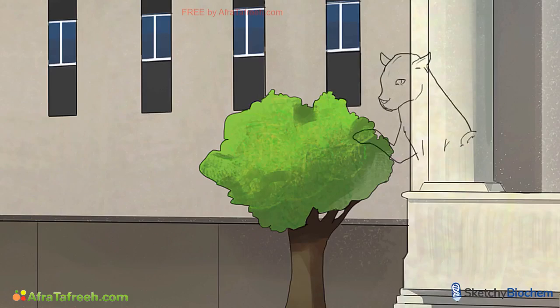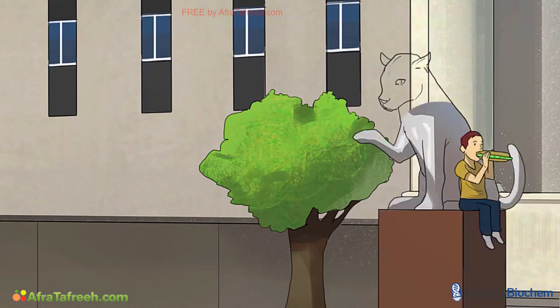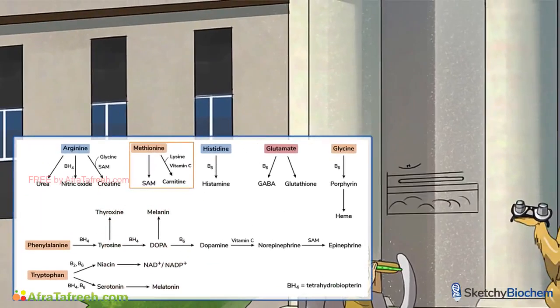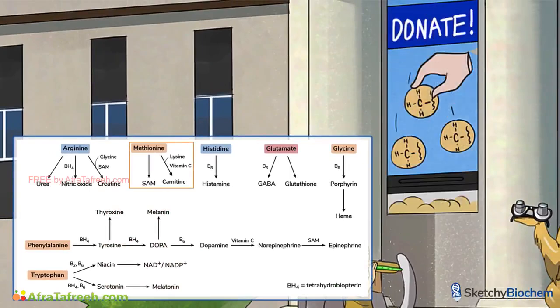On to methionine. Just like in our amino acid sketch, we'll use a mountain lion to represent methionine. But not a real one, thankfully. Just a statue. Anyway, methionine is a precursor to SAM. S-adenosyl methionine synthetase uses ATP to make SAM. FYI, it's also called SAMe, but we prefer SAM.